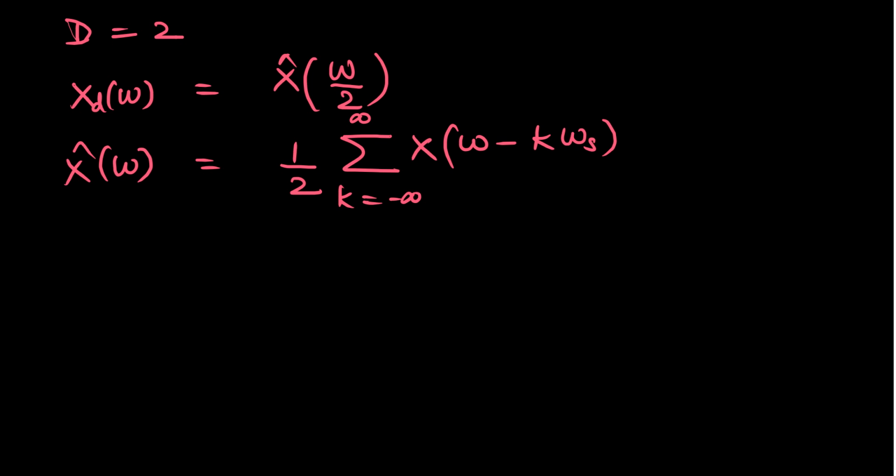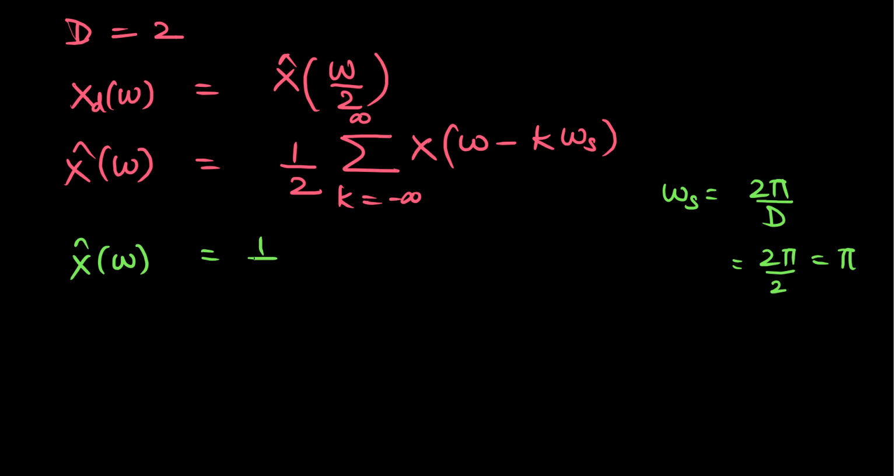Now we know that this omega s is given as 2 pi by d, so that comes out to be 2 pi by 2, which is equal to pi. Therefore x hat of omega is equal to 1 by 2 summation k running from minus infinity to infinity x of omega minus k pi. So this is the value of x hat of omega, and once we have it, we just need to scale or stretch this by a factor of 2.